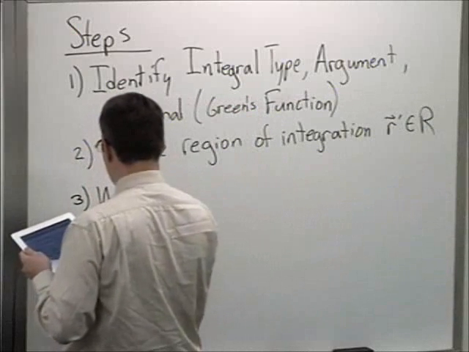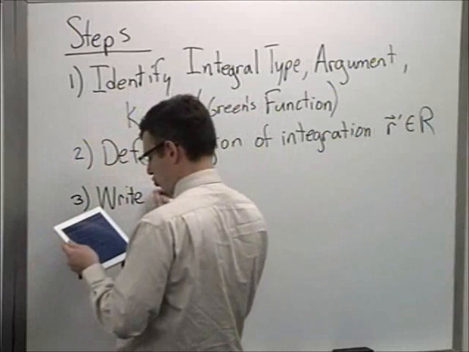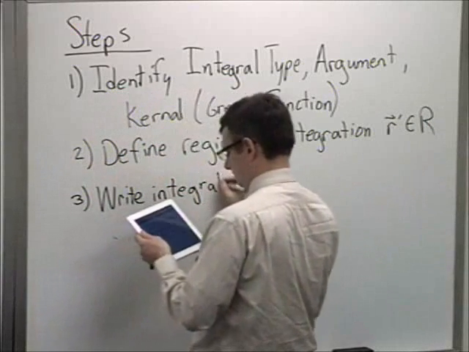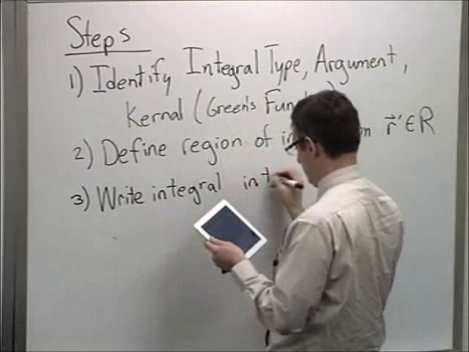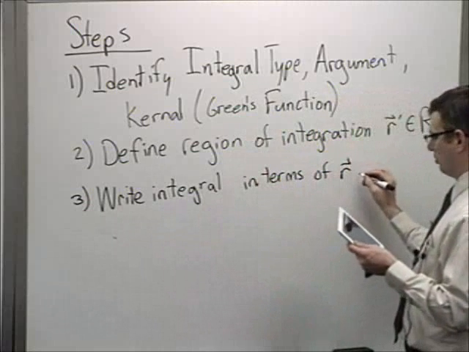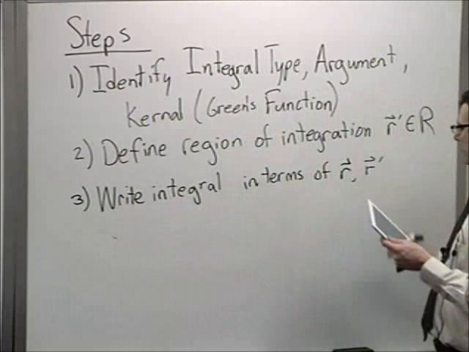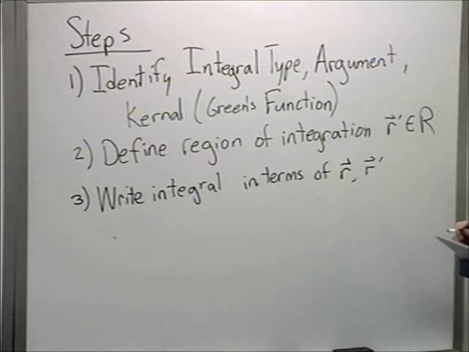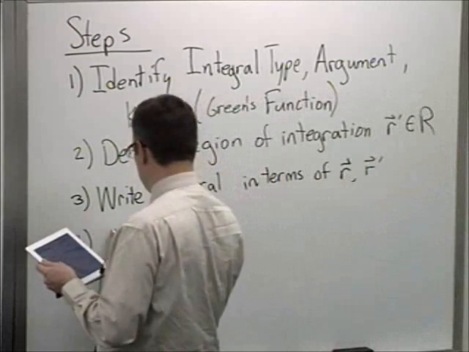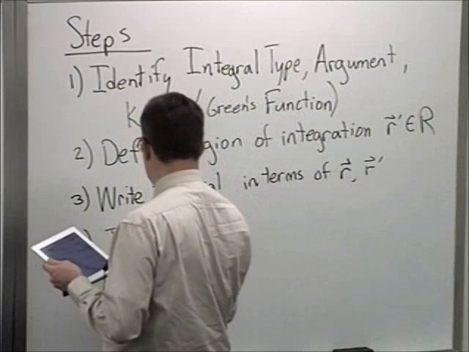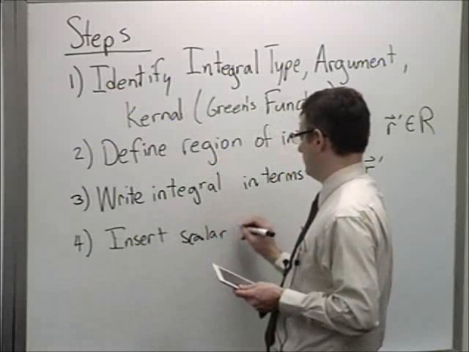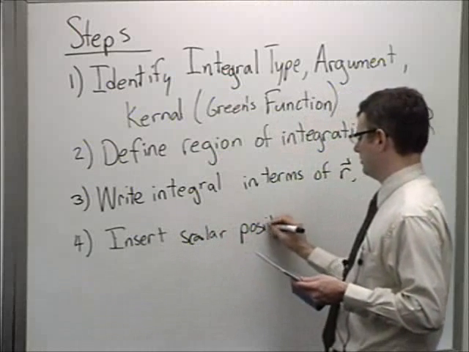Step 3: once you've done that, write your integral in terms of your point of observation and your point of integration, your variable of integration. Step 4: insert your scalar position vectors.